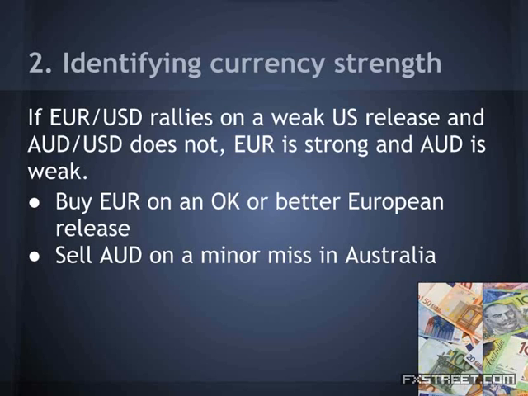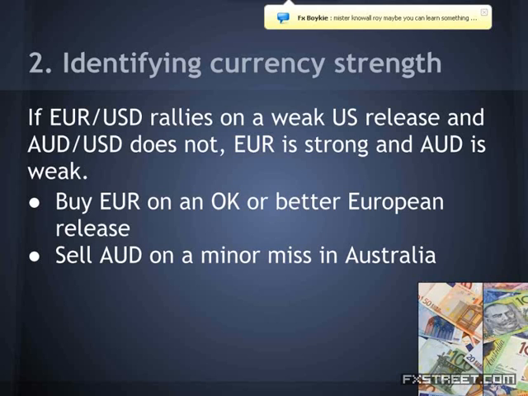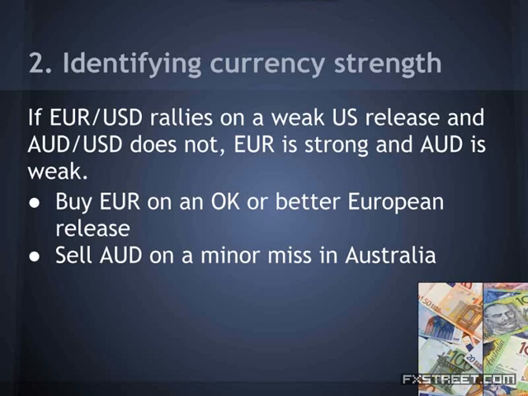So in this example, when the euro is strong and the Australian dollar is weak, then it's enough to find an okay or better than expected European release to buy the euro and to ride on it. Or on the other hand, on a minor miss in Australia, or of course on a bigger fall, it's an opportunity to sell the Australian dollar in this example. So you can use the weakness and strength of currencies on US events and also on the local events.